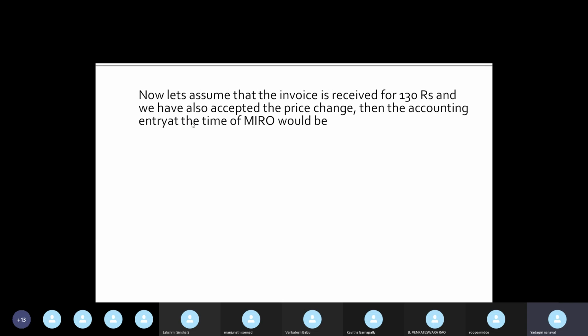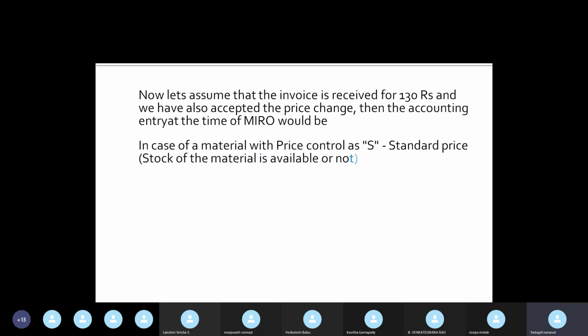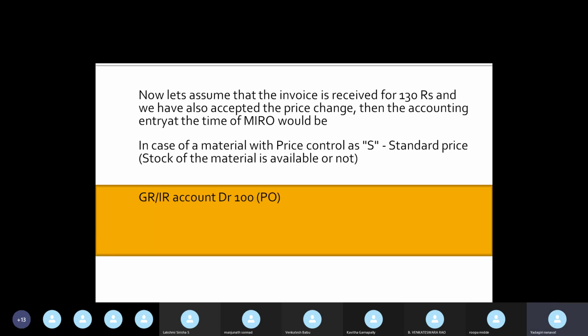Then the accounting entry at the time of MIRO would be, in case of material with price control S, standard price, whether stock of the material is available or not, GRIR account debit 100, the price difference account debit 30, to vendor account credit 130 rupees.